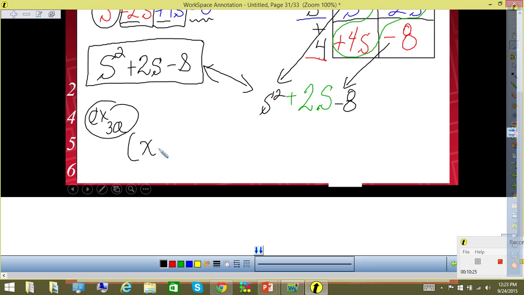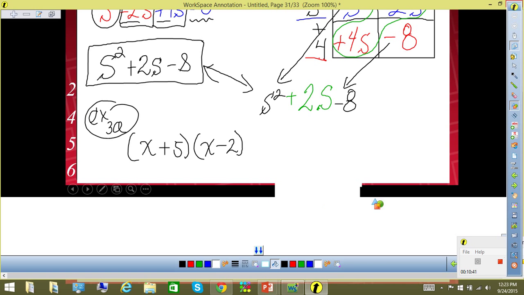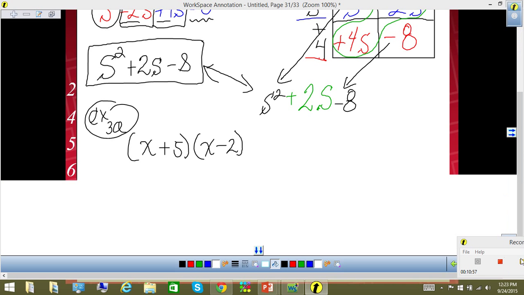Parentheses, x plus 5 times x minus, somebody give me a number? 2. Be nice. Oh, bam. It should be extra credit, but no. Okay. Finish up, please. That one is x plus 5 times x minus 2. Do those with distributive property and area model. Copy that and go.